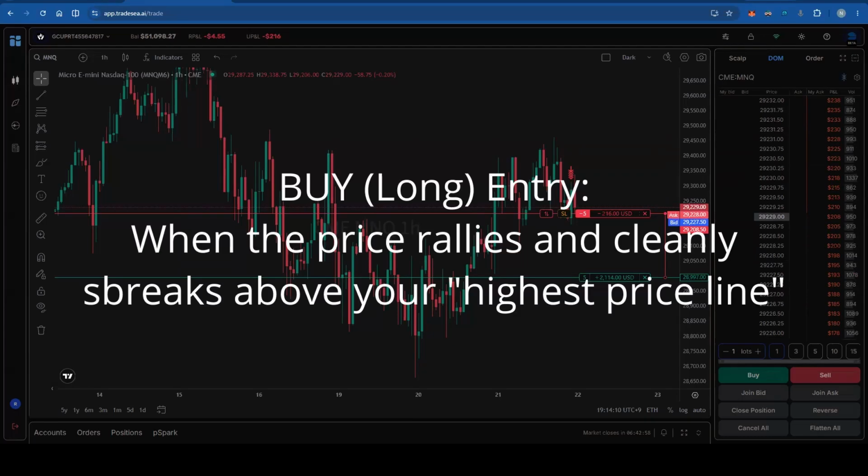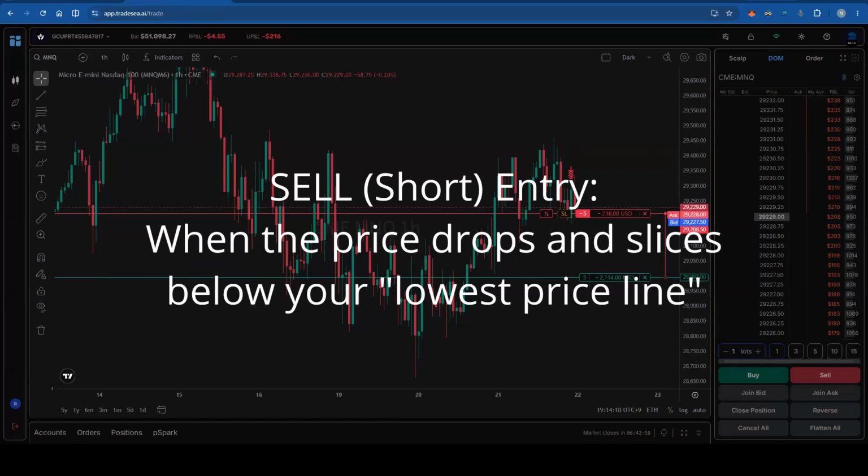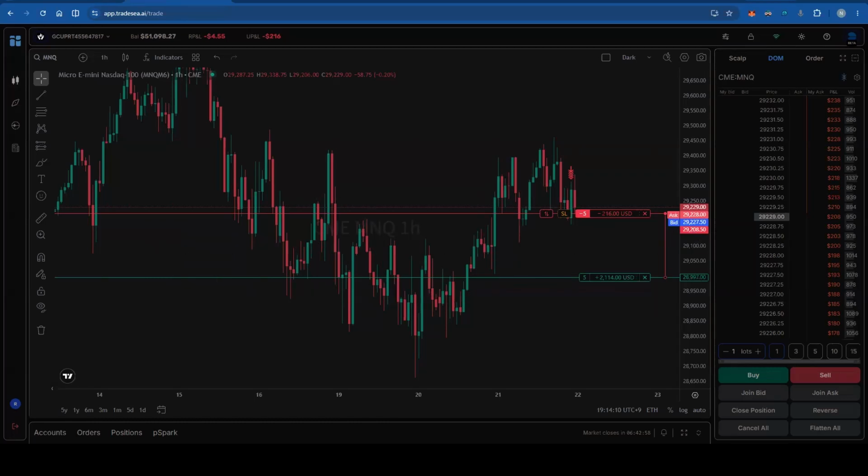Buy entry: when the price rallies and clearly breaks above your highest price line, or when a 1-minute candlestick body closes firmly above the line, you enter a buy position without a single moment of hesitation. Sell entry: when the price drops and slices below your lowest price line, or when a candlestick body closes firmly below the line, you enter a sell position without hesitation.